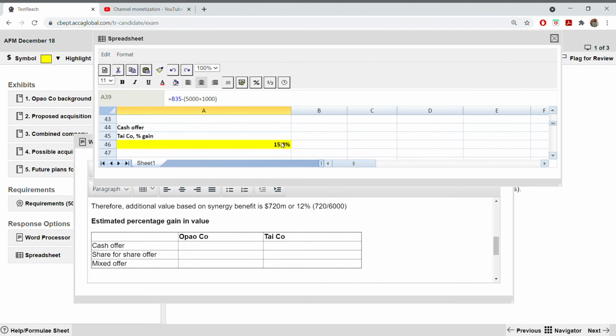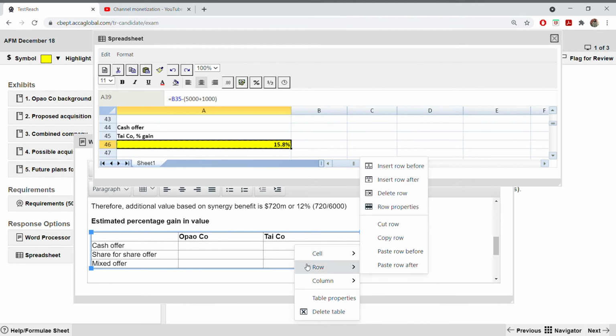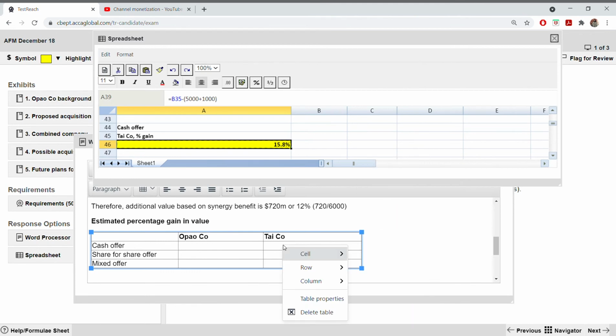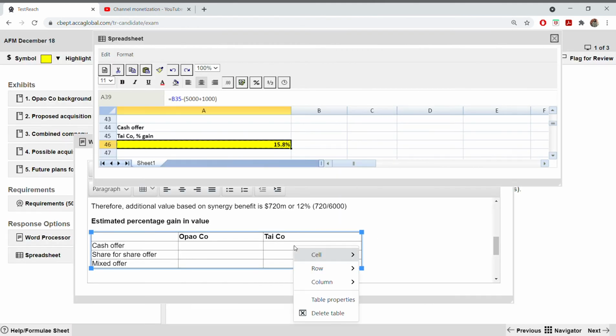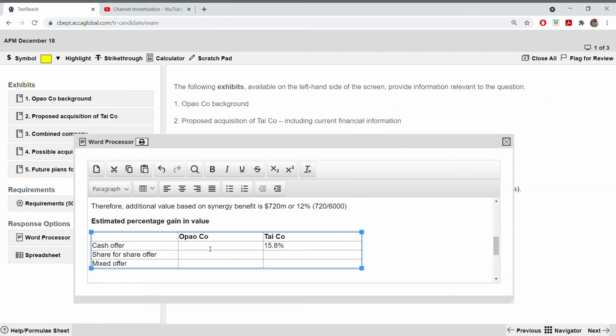Okay, this 15.8, copy where? Thai company. Copy. Now if you see here, you're not able to paste here because this is a table. Otherwise normally you can. So it's better that you write it. 15.8%. Okay, so I'm not referring to the spreadsheet anymore. I can just close down the spreadsheet. Just all the ones which I've highlighted in yellow, now I'm just writing it.